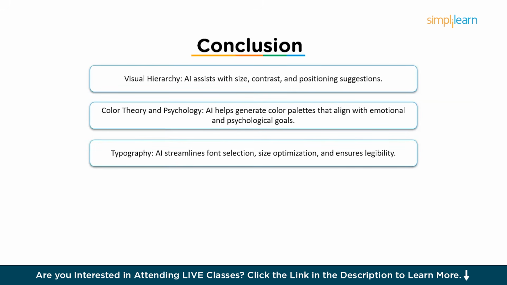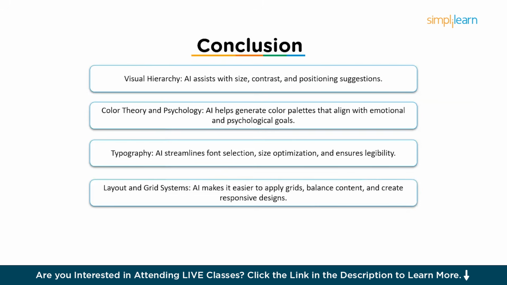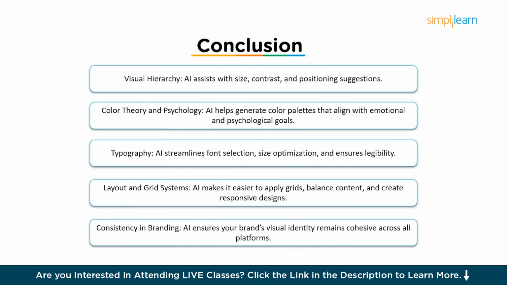Then we have typography, where AI streamlines the font selection, size optimization and ensures legibility. Then we have layout and grid systems. So AI makes it easier to apply grids, balance content and create responsive designs. So then we have consistency in branding. So AI ensures your brand's visual identity remains cohesive across all the platforms. So incorporating AI into your design workflow enhances both creativity and efficiency, allowing you to apply these principles with precision and consistency. So in the next chapter, we will see how AI helps in graphic design.